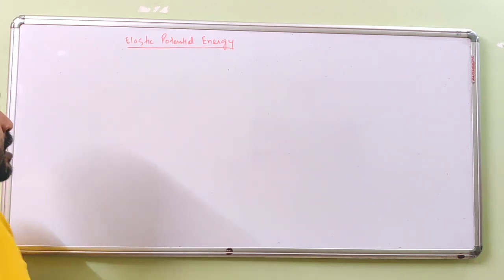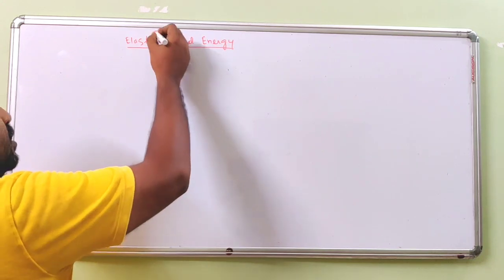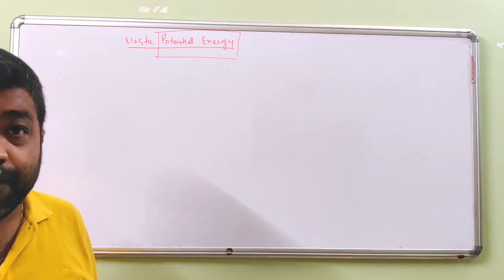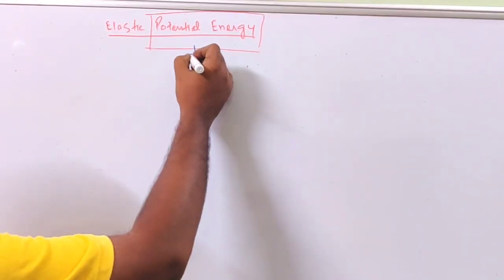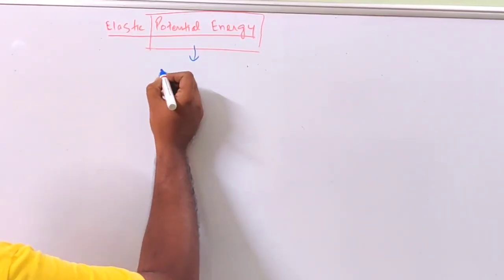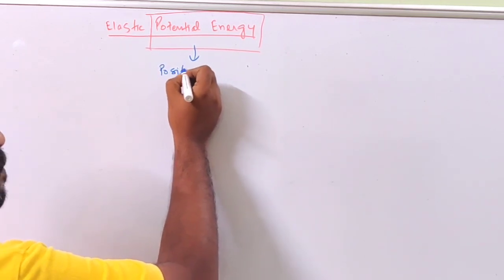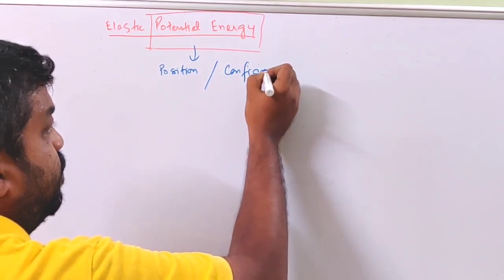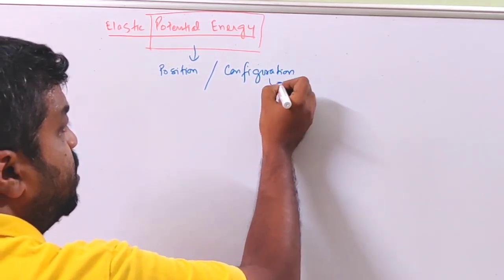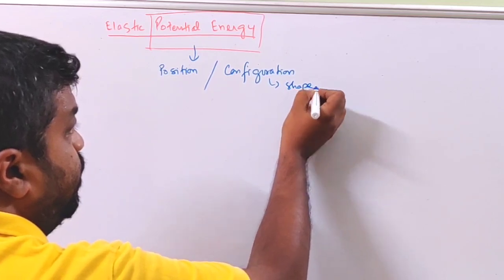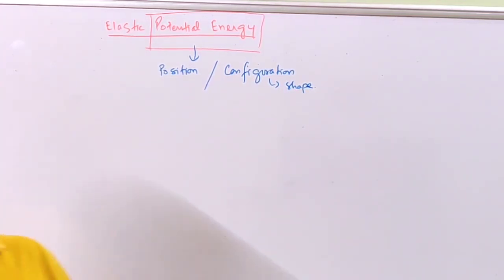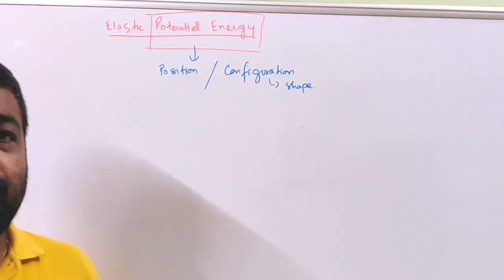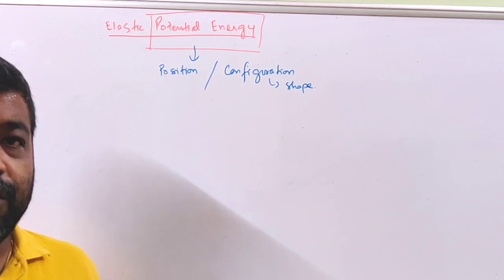First of all, we need to understand why it is called potential energy. Potential energy is the energy possessed by a body by virtue of its position or configuration. Configuration means shape. So if there is a change in position of a body, or a change in shape of a body, then it involves potential energy.